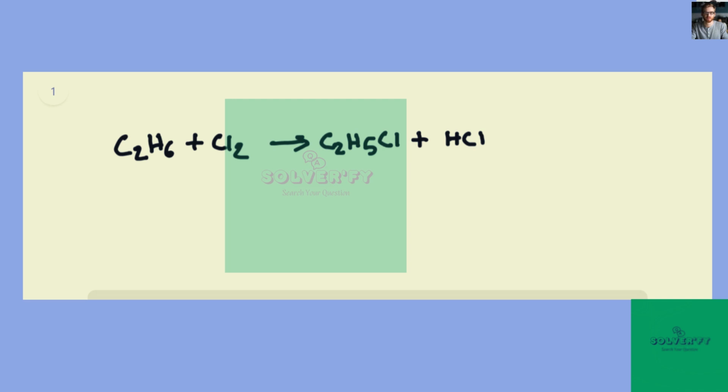Okay, so from here we can just see that the reaction is balanced, because we have two carbon here, two carbon here. We have six hydrogen in the reactant side. We have 5 plus 1, 6 hydrogen, and we have 2 chlorine in the reactant side and 2 chlorine in the product. So the reaction equation is balanced. That means 1 mole of C2H6 will react with 1 mole of chlorine gas to produce 1 mole of C2H5Cl and 1 mole of HCl.